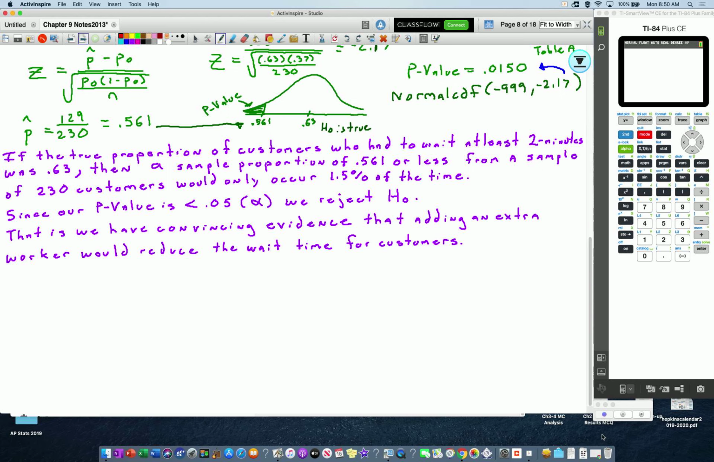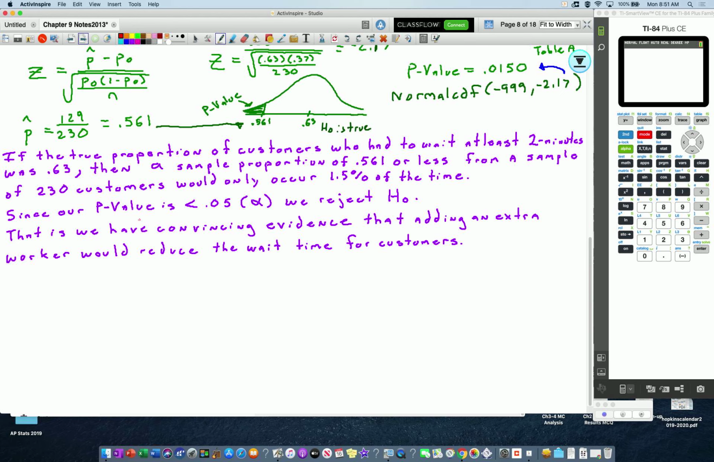Well, if the null hypothesis was true, meaning if the true proportion of customers who had to wait at least 2 minutes was 0.63, then our sample proportion of 0.561 or less from a sample of 230 customers would only occur 1.5% of the time. Basically, if the null hypothesis is true, then our result from our sample would only occur that p-value as a percentage of the time. That's the interpretation part. So now, what conclusion are we going to make?